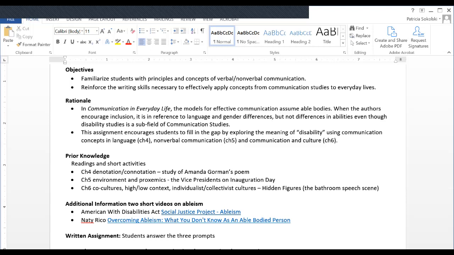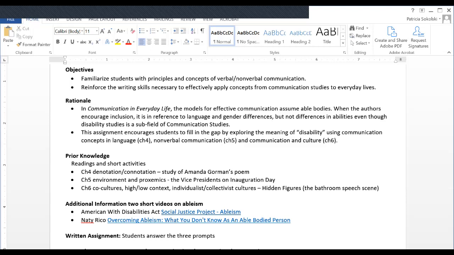So what I chose are denotation and connotation, and we studied Amanda Gorman's poem. Environment and proxemics, which is the way natural and man-made environments shape communication, and at the same time influence the way we feel about ourselves in that environment. And for that, I used the Vice President's arrival on Inauguration Day.